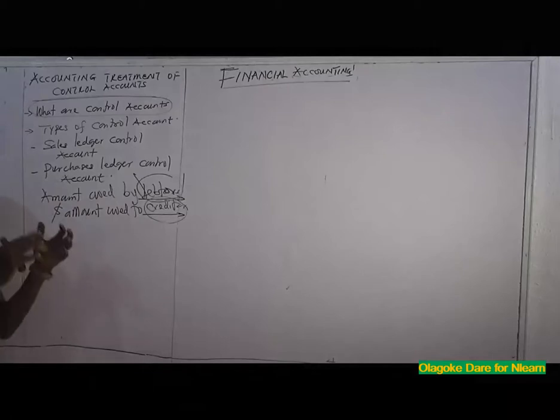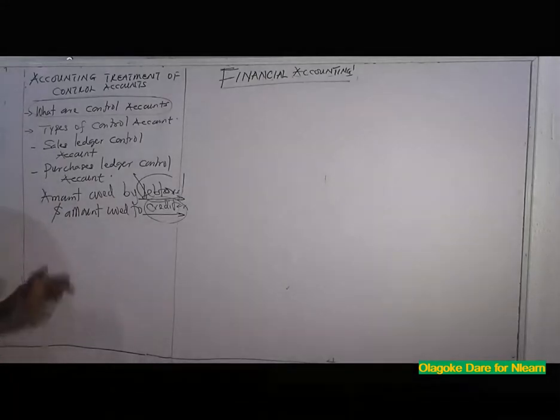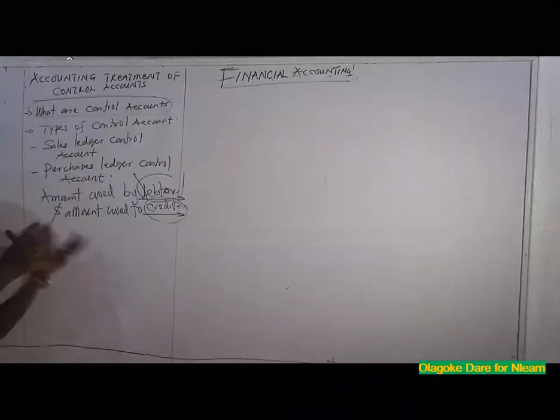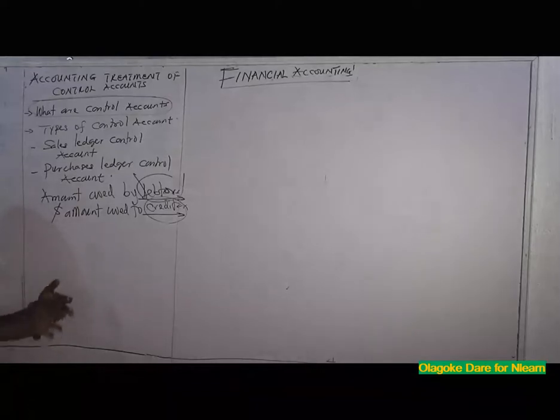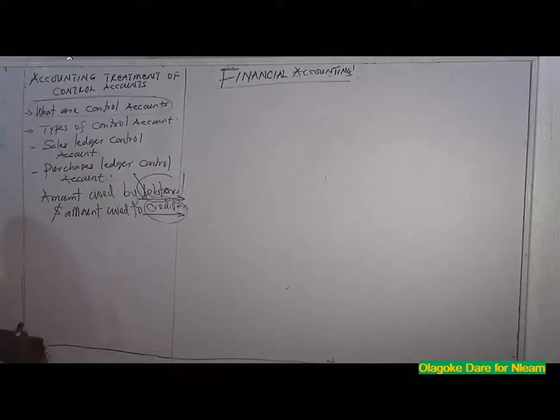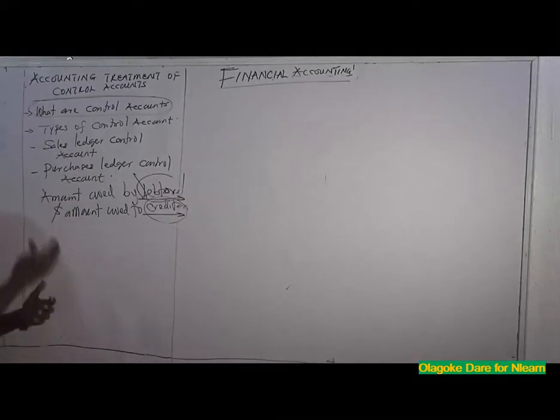Alright? It also helps to prevent errors. It aids the preparation of final accounts. Alright? The final accounts, your trading profit or loss accounts, your income statements. You use your control account to determine some values that will be needed there. Control accounts are also used to determine missing figures in the books of accounts, just like your credit sales and other values in the books of accounts. So it's a very important account, and it is a self-balancing ledger because at the end it will balance itself.